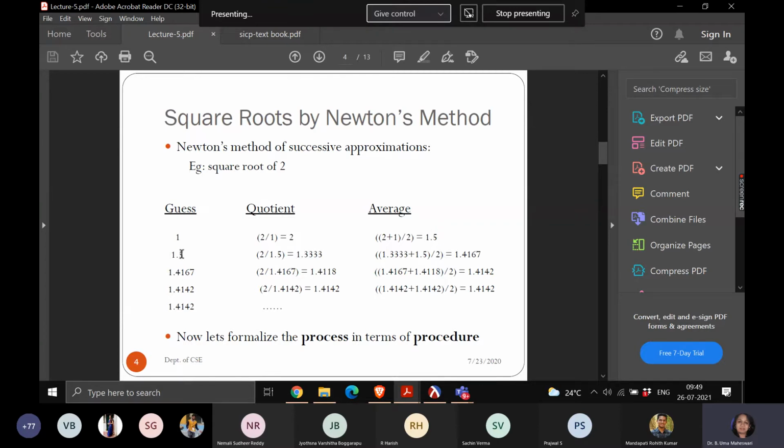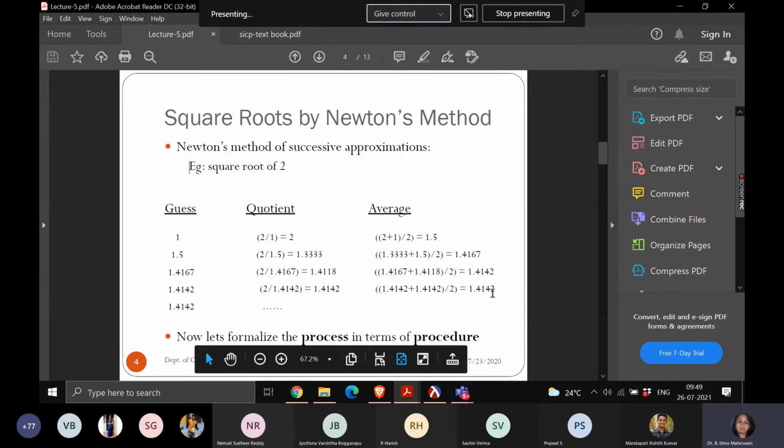So the guess is 1.5 and I'm finding x by y. X is 2, so 2 by 1.5 gives 1.333. The average of 1.33 and 1.5 is 1.4167. Take this as the guess for the next iteration. So 1.4167, and 2 by 1.4167 gives 1.4118. Now you find the average of these two numbers and you get 1.4142. That 1.4142 will be considered for the next iteration, and repeat the procedure.